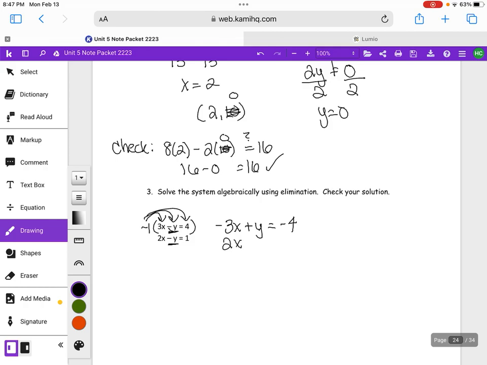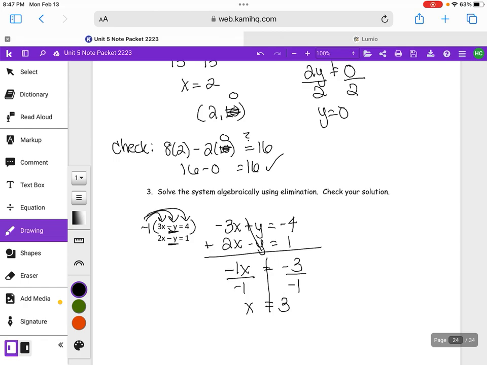Now when I line things up exactly as it was and add those two equations, a negative 3x and a positive 2x is a negative 1x. These will cancel, and that will be equal to a negative 3. Negative 4 plus 1 is negative 3. Now I'm going to divide by negative 1 on both sides, and I will get x equals 3.